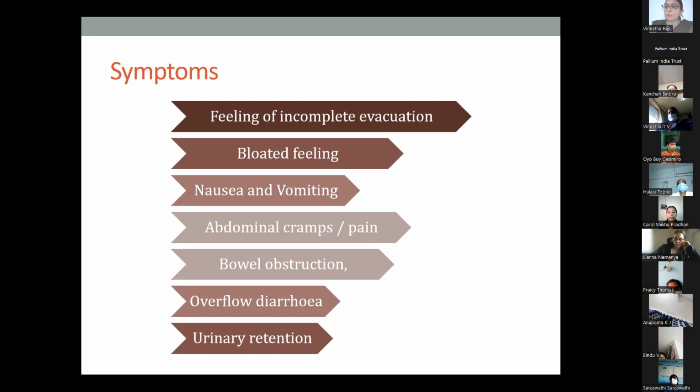So the first and foremost thing, if you just do a per rectal examination, a digital examination, you will see hard feces in the anal area, in the rectal area. So that is how you treat overflow diarrhea. You have to manually evacuate the hard fecal mass and you have to give the enema. Now, because the rectum is loaded with fecal matter, this can cause back pressure on the bladder and cause urinary retention.